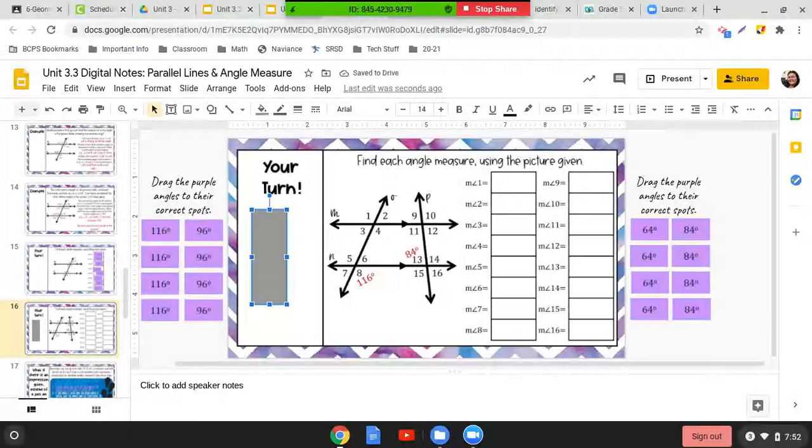So what you're finishing up today is you're going to use these two parallel lines and these two transversals with these measures that are given to you to solve for the measures of all of these different angles. I fully believe in you.